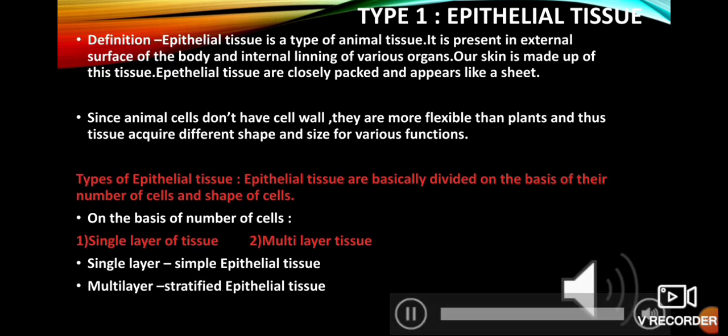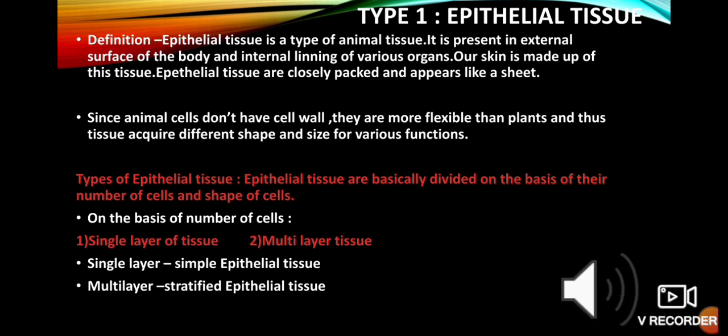In this slide, we will be dealing with the first type of animal tissue, that is epithelial tissue. Epithelial means the outer layer. Epithelial tissue is mostly found in the external surface of the body. And what is the external surface? The skin, the outer covering of the body. And it is also found in the internal lining of the internal organs. Now what can these organs be? These organs can be intestine, stomach, liver, etc.